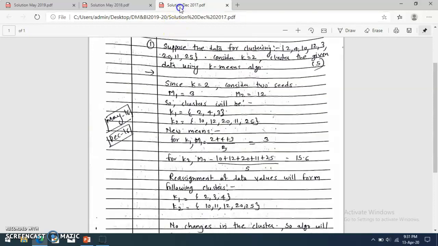A similar example has been provided here in the next paper, December 2017, and in the same way we have calculated the things.